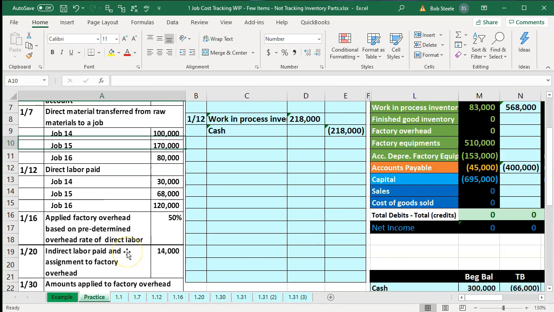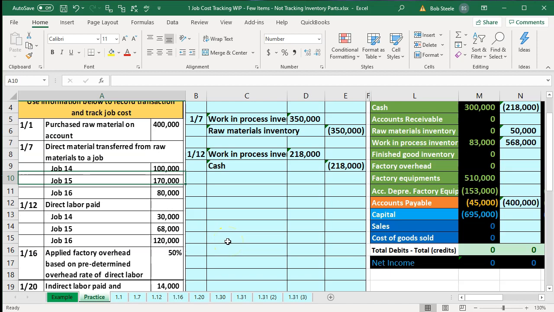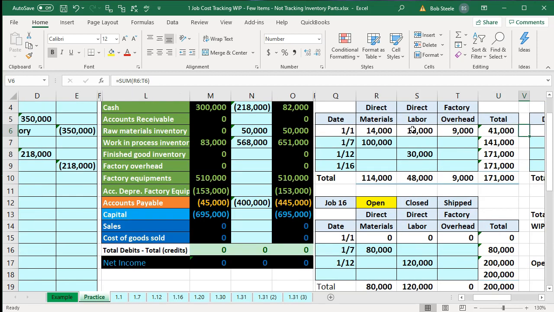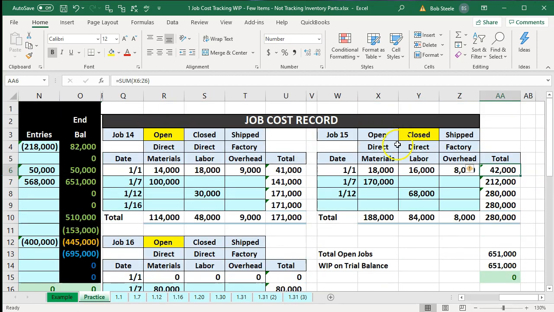Next one, we're going to apply factory overhead based on a predetermined overhead rate. So what we're going to do with overhead, it's going to be all those types of items that we don't know how to apply directly to the job, because we don't want to spend the time to apply something like small materials, or something that affects multiple jobs like depreciation. We're going to have to use some type of estimate to apply them to the job. So in other words, I need to know the relative size of the jobs so that I can apply it out to the job.